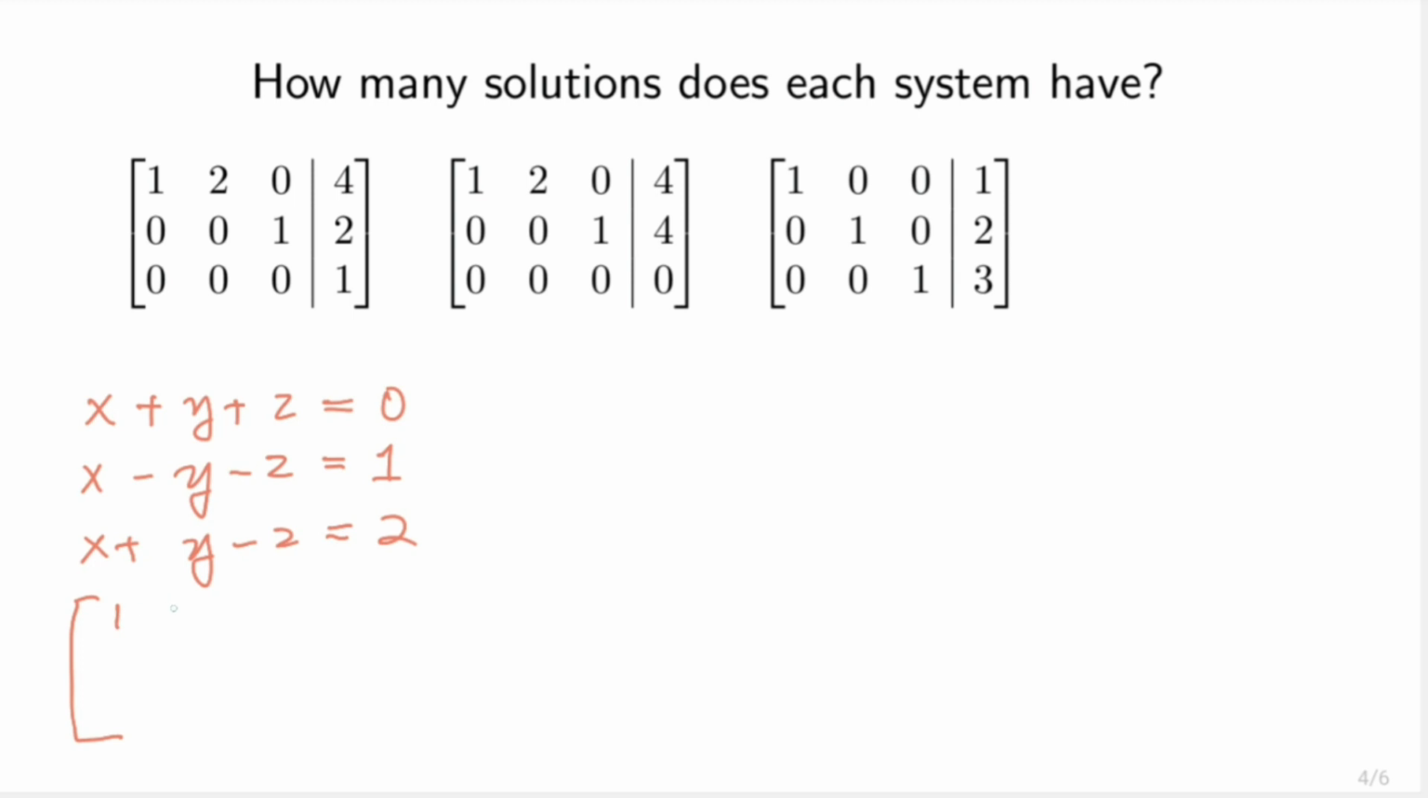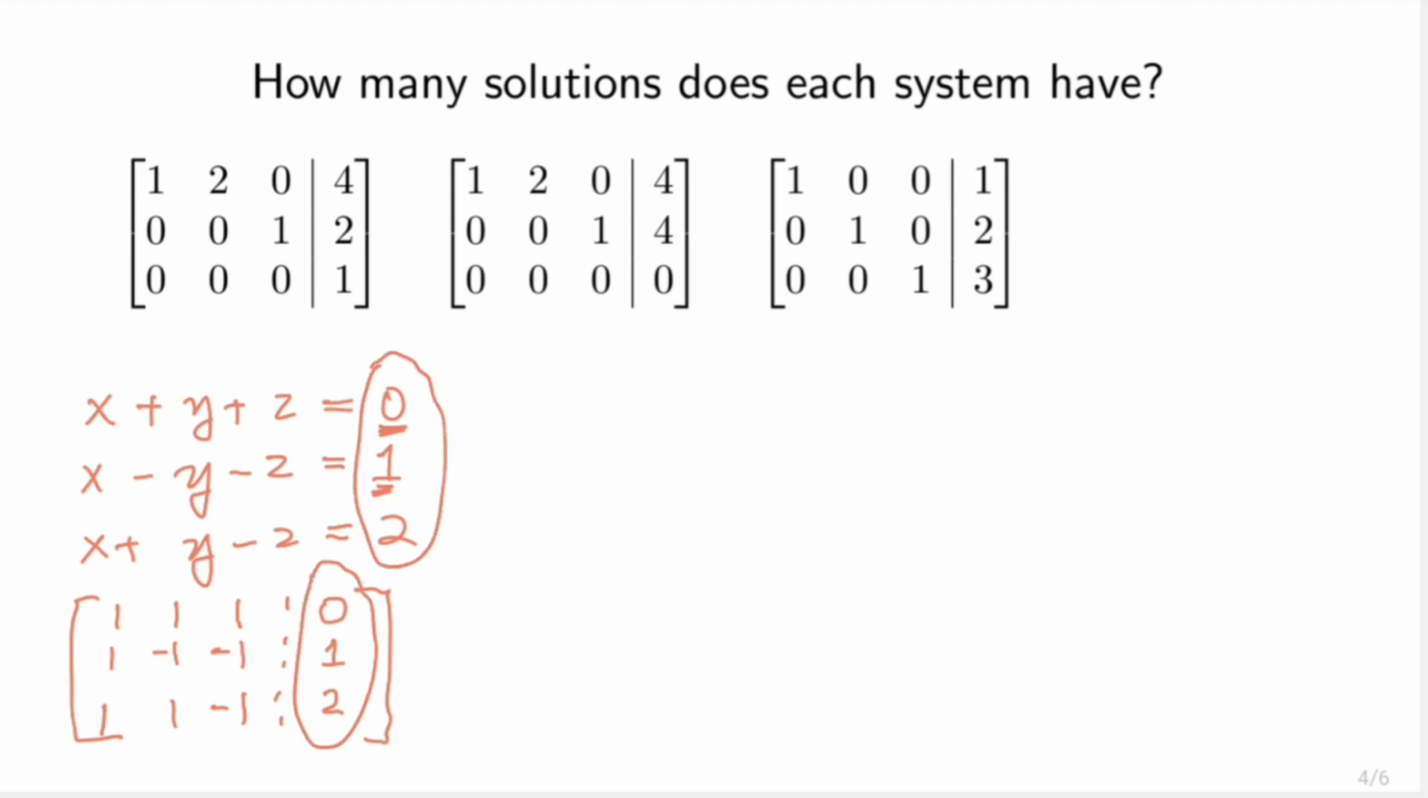as 1, 1, 1. Then you have the 0 here, that's for this one. Then you have 1 minus 1 minus 1. Then you have 1, that's for this one. Then you have 1, 1 minus 1, 2. So these guys on the right are the constant terms here. And then this one is what we call the coefficient matrix.